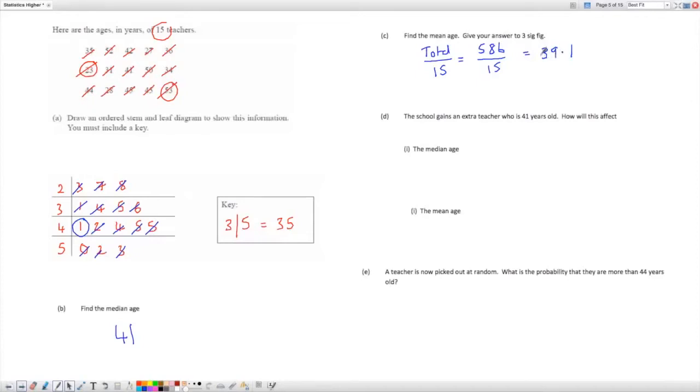We're then told that the school gains an extra teacher who is 41 years old, and asked how will this affect the median age. Well, if we had an additional value in here for 41, it would mean that we would have 2 numbers here in the middle. They are both the same numbers, so when you add them up and divide by 2, we still get 41. So in this case, the median will stay the same.